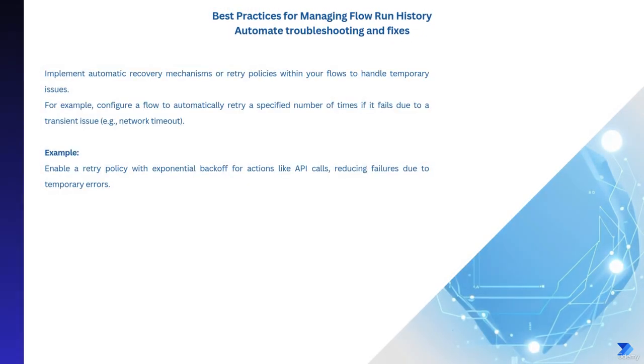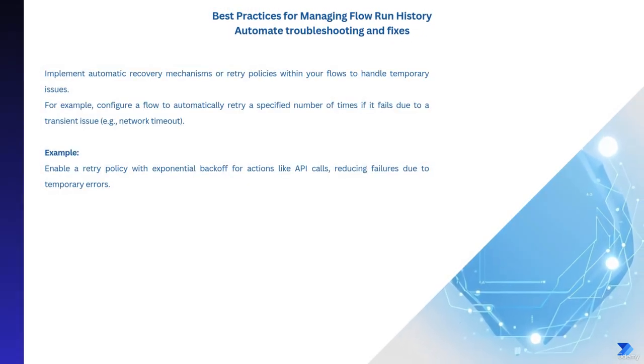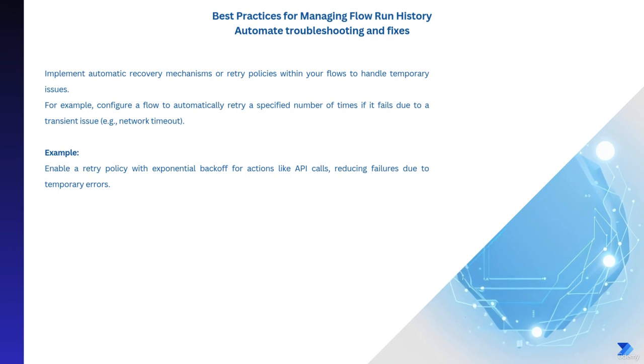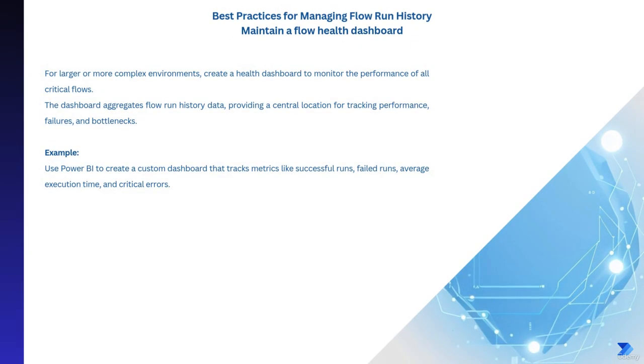Automate troubleshooting and fixes. Implement automatic recovery mechanisms or retry policies within your flows. For example, if a flow fails due to a temporary issue, e.g., a network timeout, configure it to automatically retry a specified number of times. This minimizes manual intervention and ensures that transient errors don't cause persistent failures. Example: enable a retry policy with exponential backoff for actions like API calls, reducing the likelihood of failures due to transient errors.